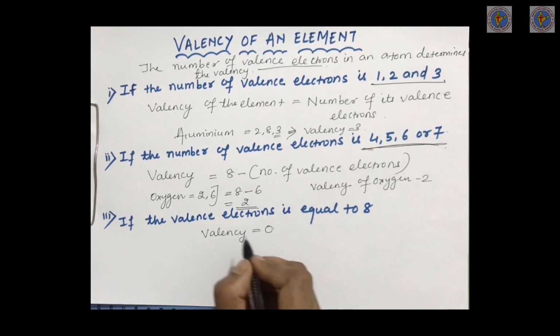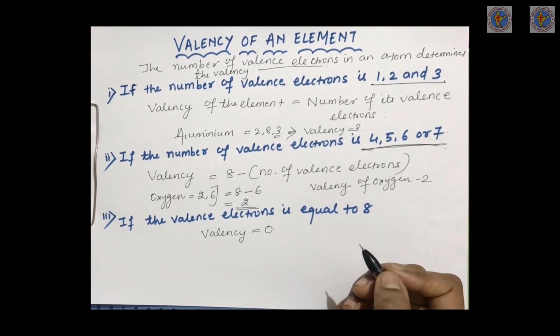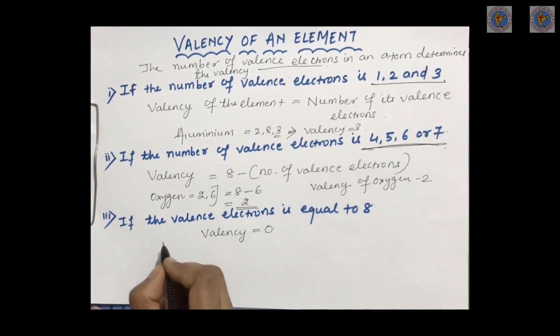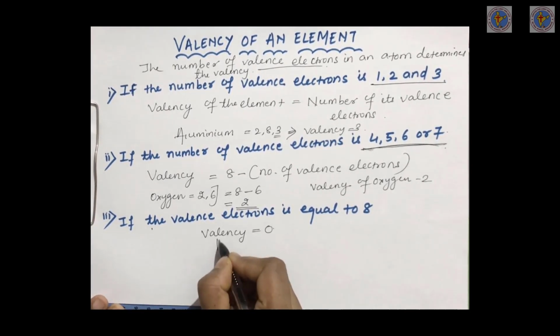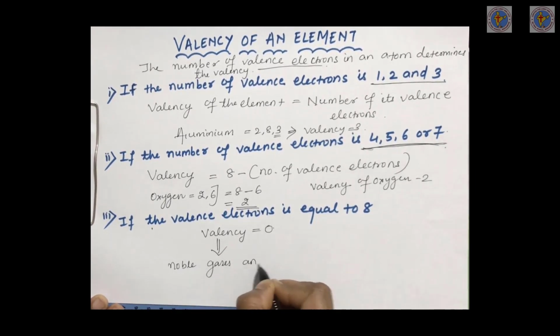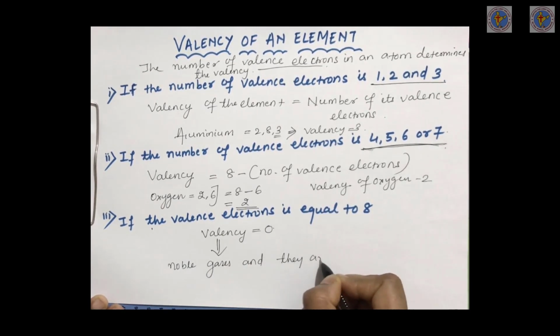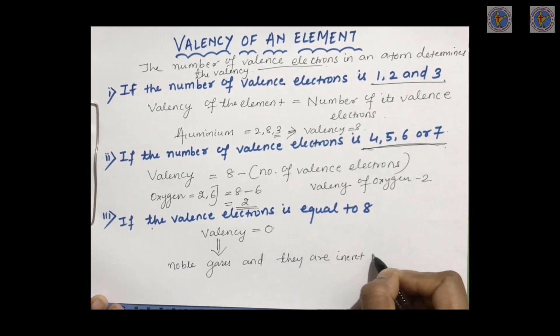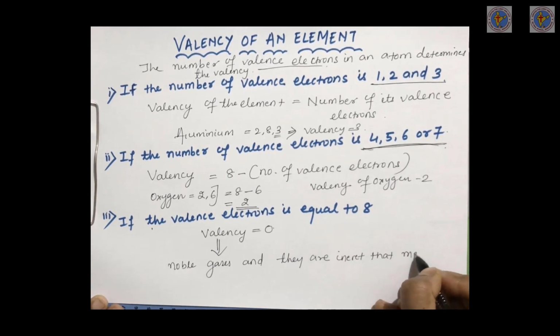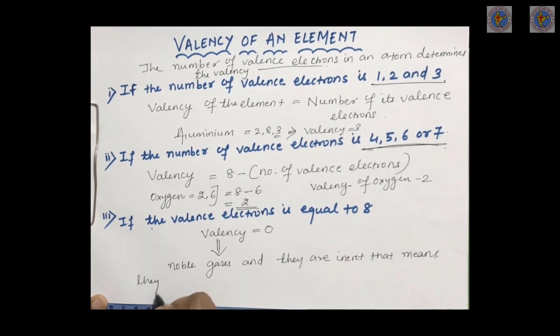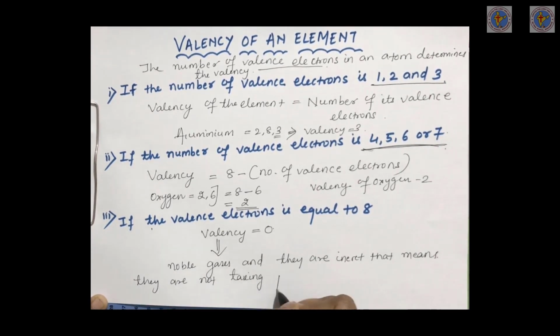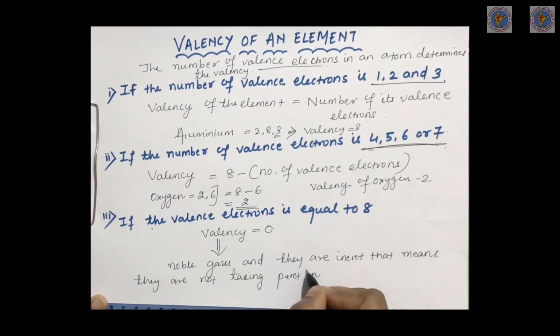So the elements that have 8 electrons in the outermost shell are called noble gases, and they are inert, that means they are not taking part in a chemical reaction.